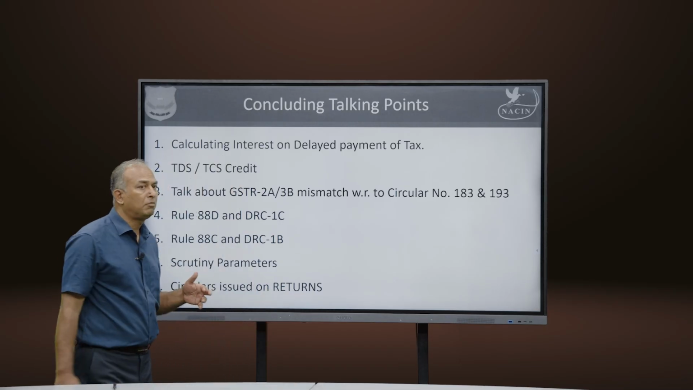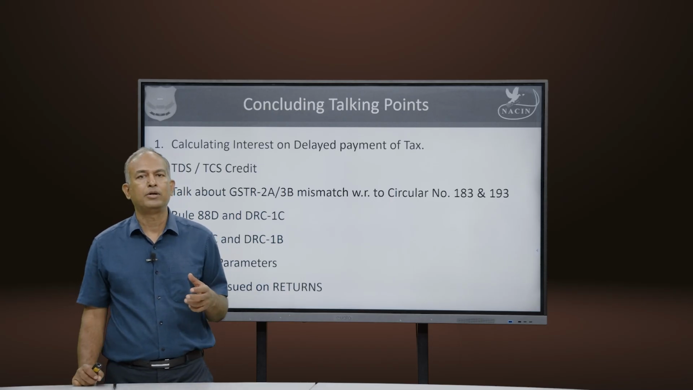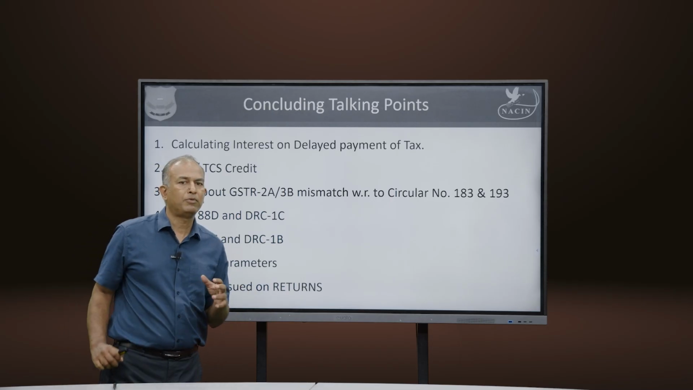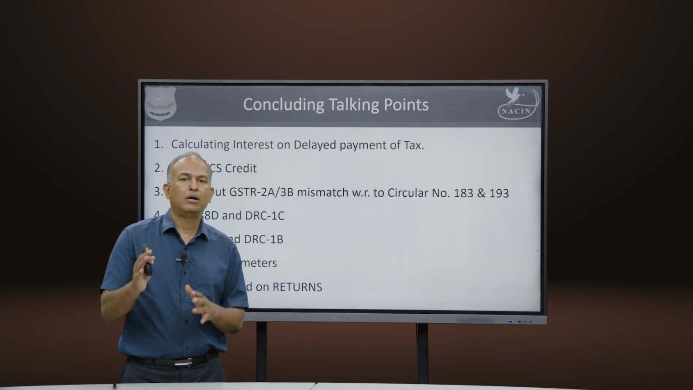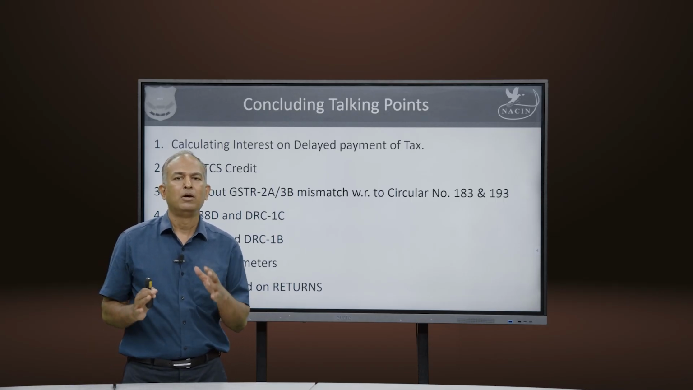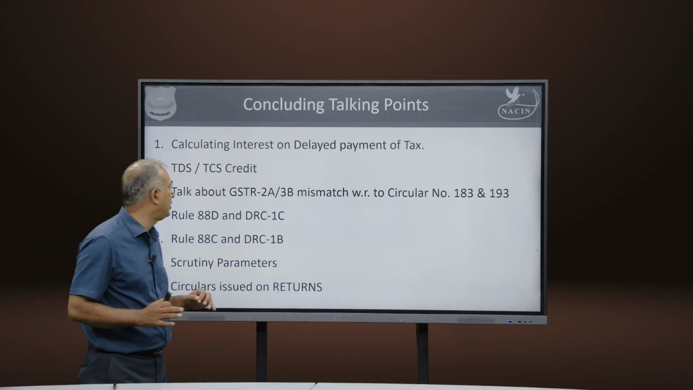The first part that you need to remember is that the aspect of calculating interest in respect of delayed payment of tax is something that Section 50 of the CGST Act has continuously changed over a period of time. You need to keep in mind that you will need to get the latest part. I'm not going to focus on that now.